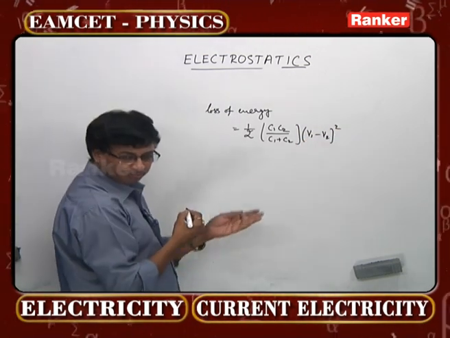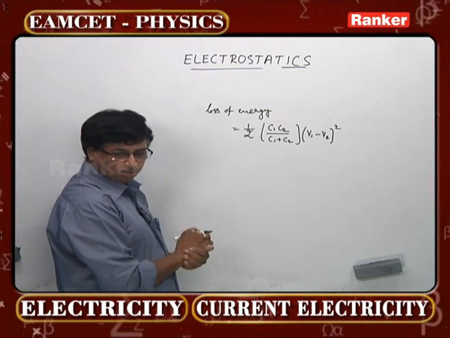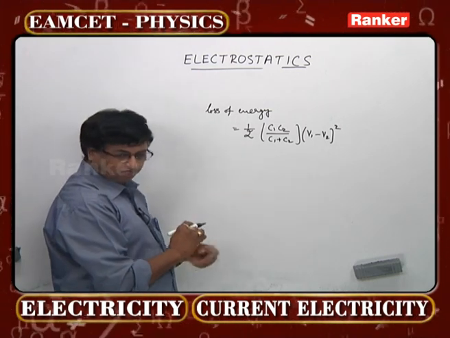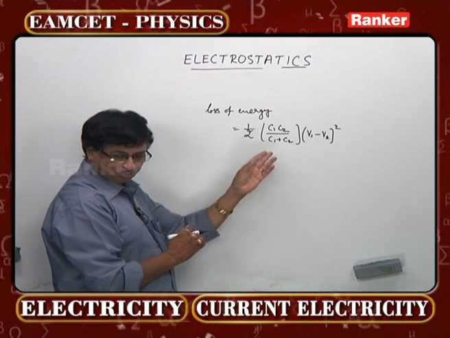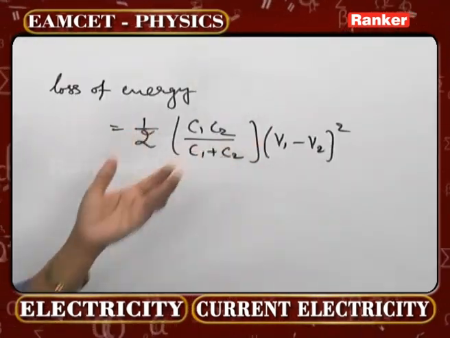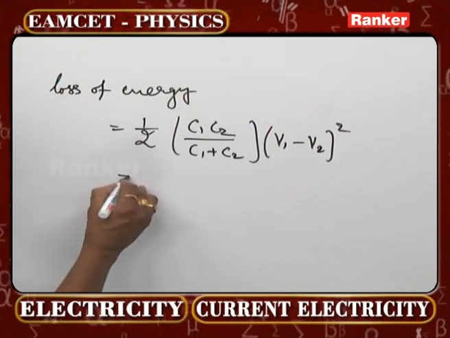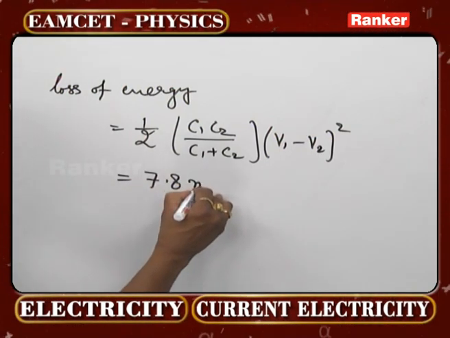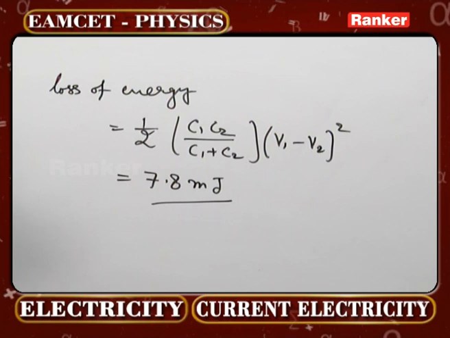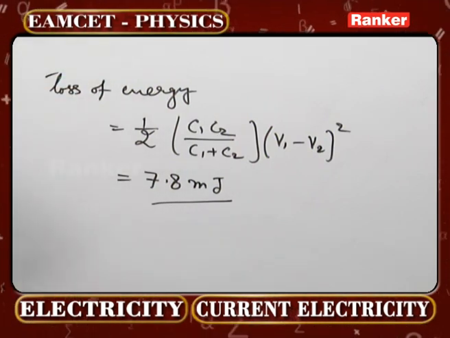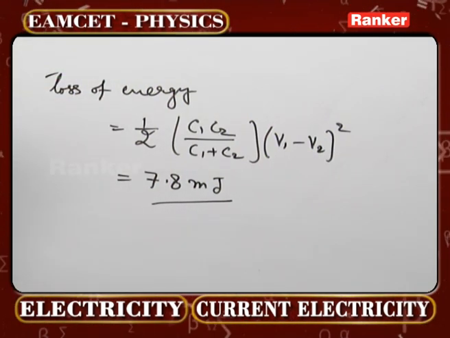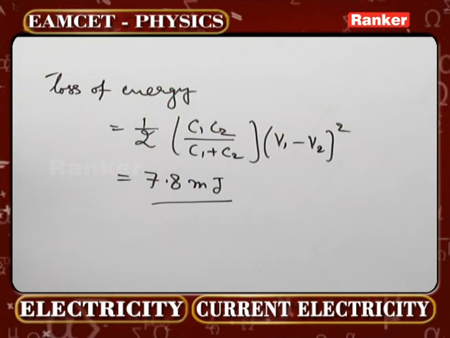What are the values given? You see there. C1 is 4, C2 is given 6, V1 is given 80, V2 is given 30. Substitute the values over there. The loss of course you will be getting exactly 7.8 millijoule for this particular question as such. So remember this loss of energy formula directly. This is for the question number 19.